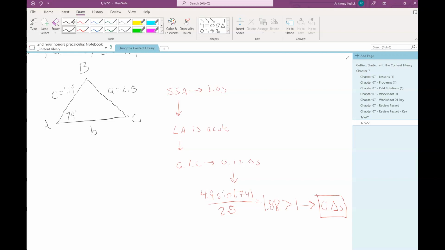Everybody happy with this? So, again, sometimes it's really bad, like the previous one where there's a lot to do. Or sometimes it's really easy because there's nothing to do after you figure out that there's no triangle possible. That's pretty cool.